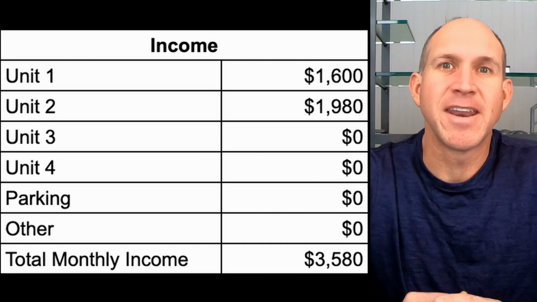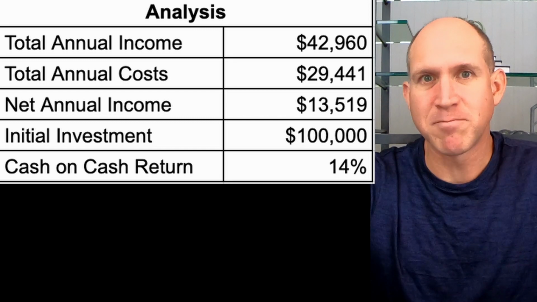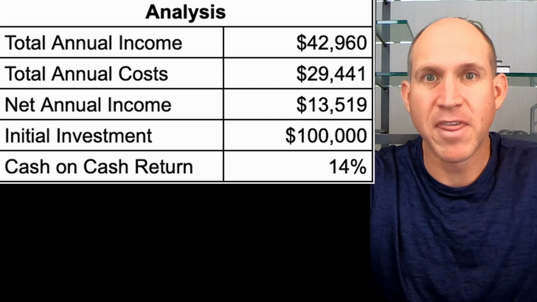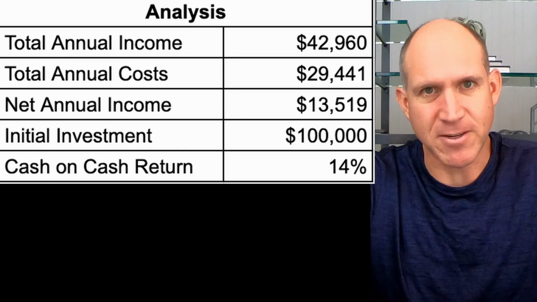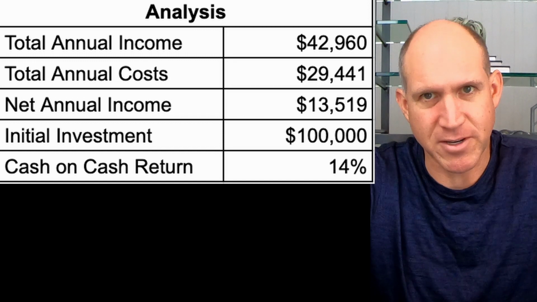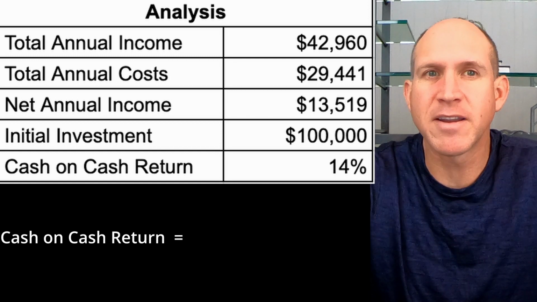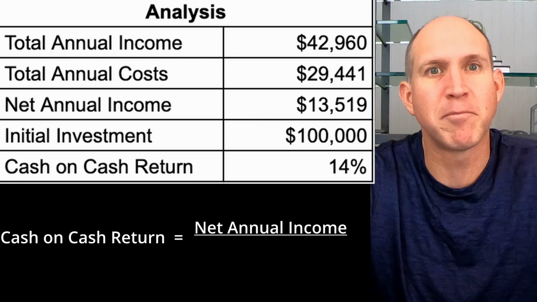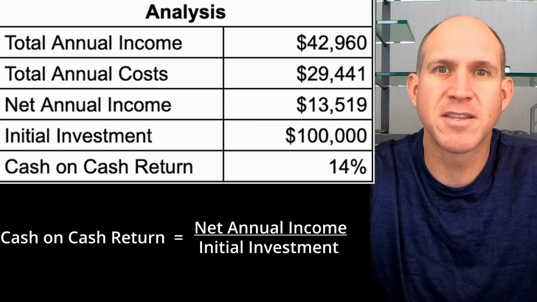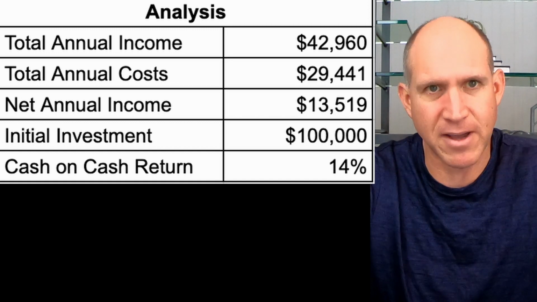Now, on to the analysis section. To get the annual income and costs, I just multiplied the monthly numbers by 12. Then, the net annual income is the difference between the two. Next, I carry the initial investment number from the purchase section and put it here so you can see it. Then, the cash-on-cash return is calculated by dividing the net annual income by the initial investment. So you can see that this deal had a return of 14% and an annual income of about $13,500.